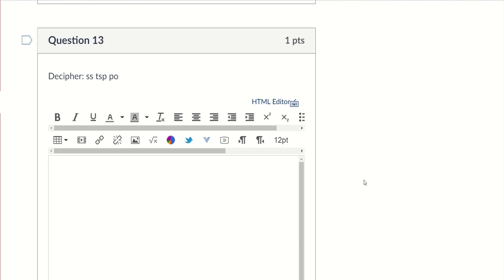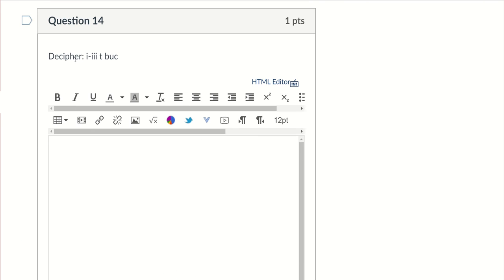Number 13, SS is half. PO again is take. So we will take half, take 1/2 teaspoonful by mouth.